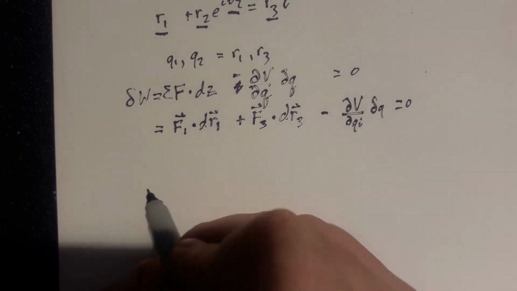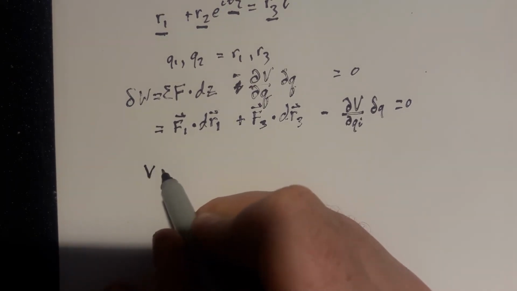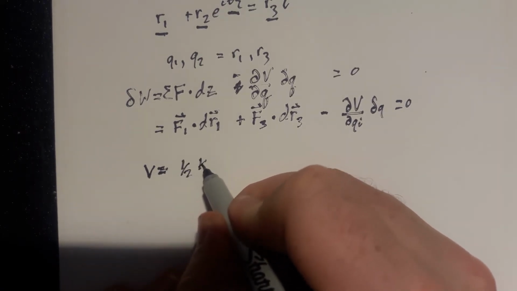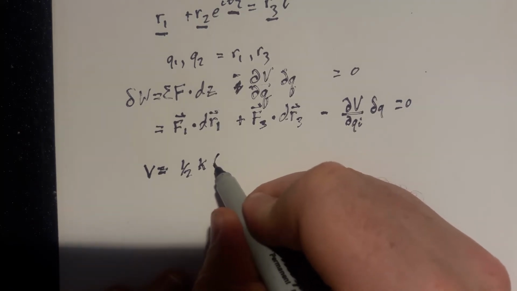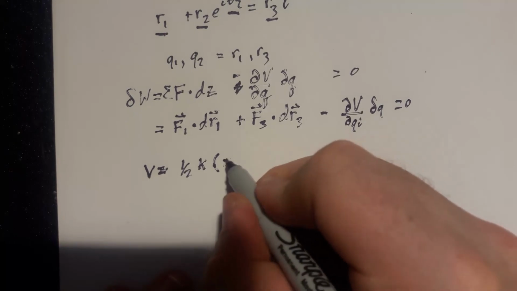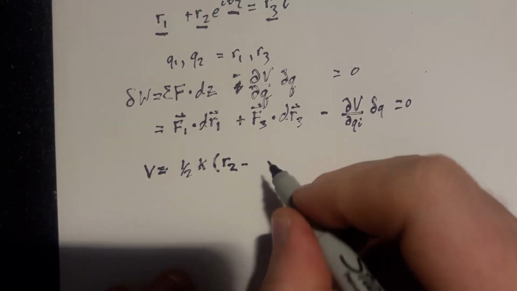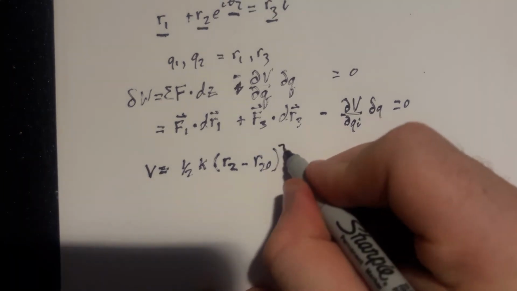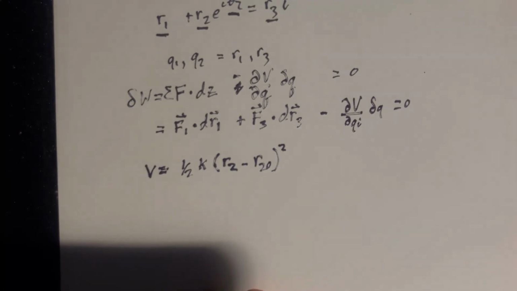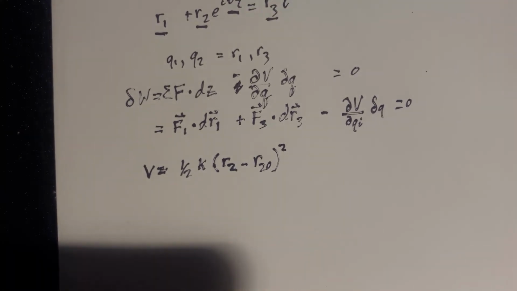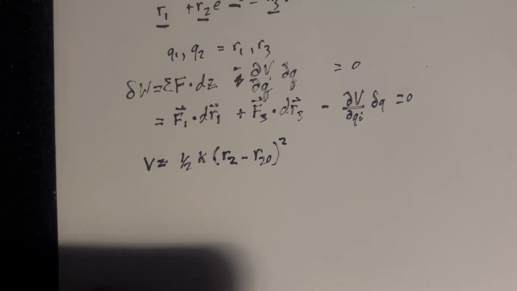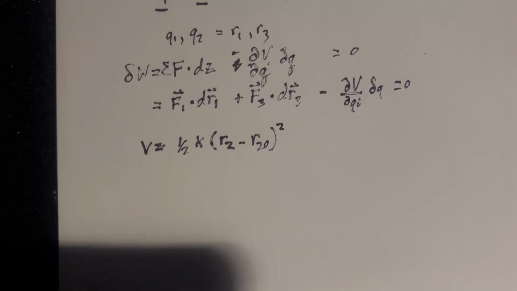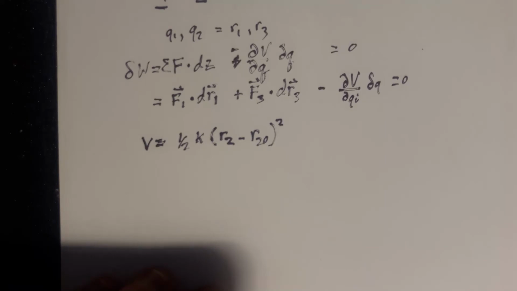Okay, so let's take a look at what that potential energy of that spring looks like. That V is going to be 1/2 K, and then it's going to be R2 minus R2 naught, where R2 naught is the undeflected length of that spring, and that's going to be squared. Okay, and so now we've got two different Q's, and they actually are going to show up in different expressions. Okay, or well, that'll give us two different equations.